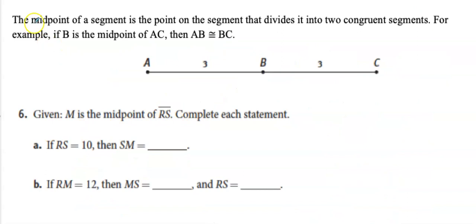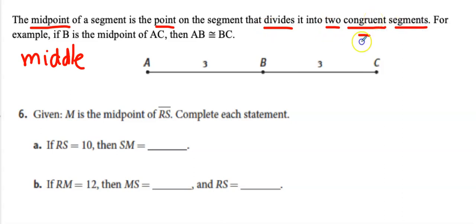All right, so now we're going to be talking about midpoint. Midpoint is very similar to a bisector because midpoint is en el medio. It's in the middle of a line. So it's a midpoint. It's a point that divides, dividir, into two congruente segments. Remember, congruente es igual, two equal segments.